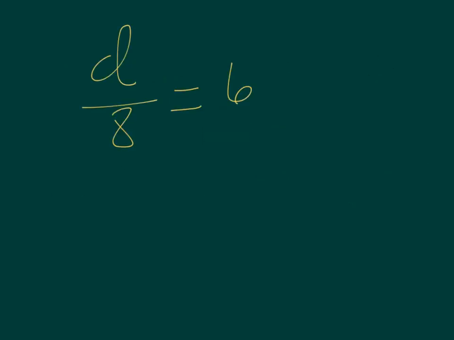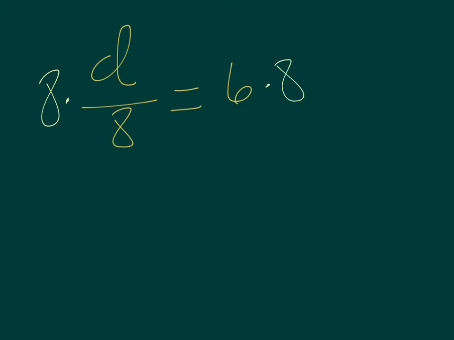Now, let's take a look at this first problem. This is D divided by 8 equals 6, or the quotient of D and 8 is equal to 6. So something divided by 8 is equal to 6. Now what we want to do is find out what D is. In this case, since we're dividing by 8, the opposite is multiplying by 8. So we're going to multiply by 8 on both sides.